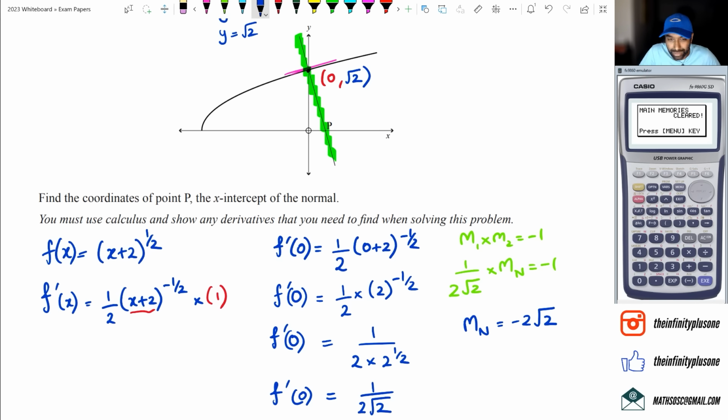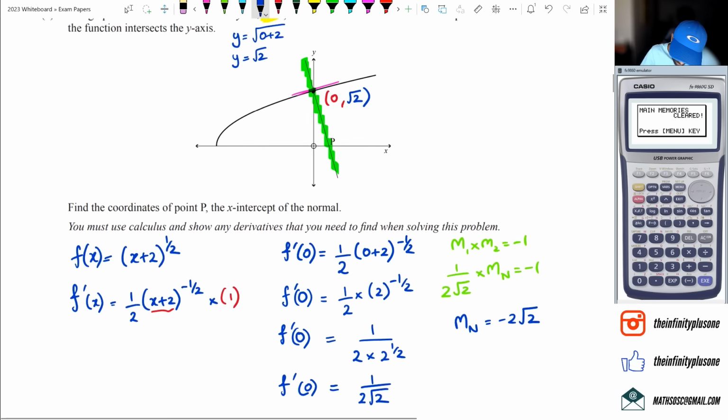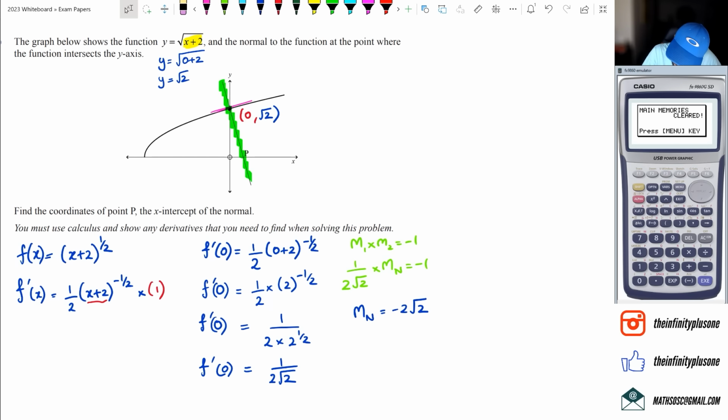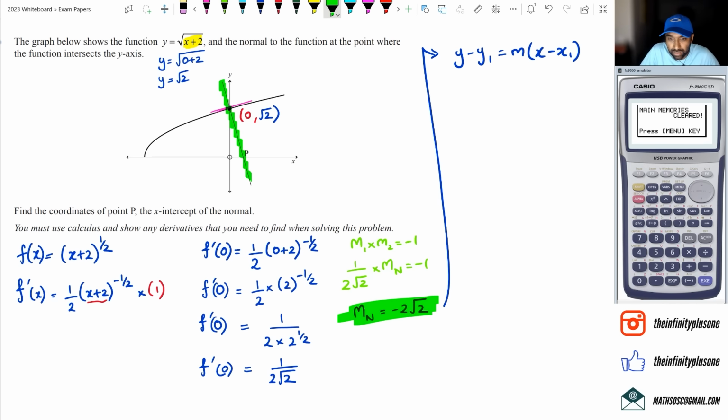Okay, now I know this question is dragging on a bit, because the next step is we need to come up with the equation of the normal, and then we'll put y equals 0 to figure out what the x value is. So quite a bit of things to do still. So I'm going to work through here. I'm going to write my equation of the line, which is y minus y1 equals m times (x minus x1). Now the gradient of the normal, that's this part right here. The gradient of that green line is -2 root 2. It goes through (0, square root of 2). That's the point, so that's going to be my x1 and y1.